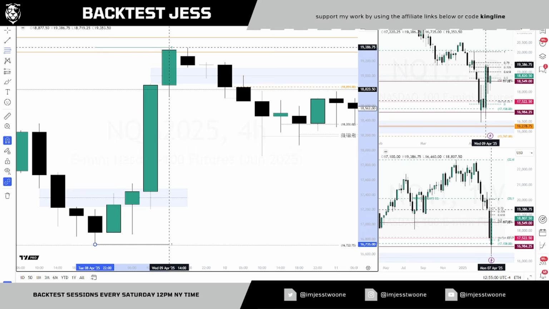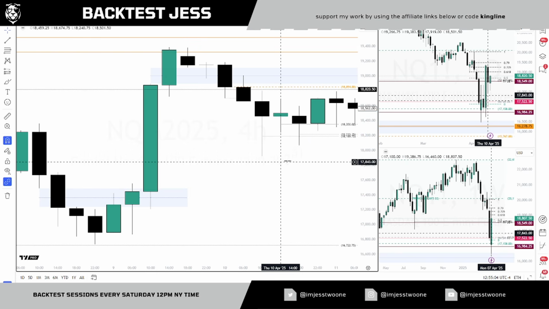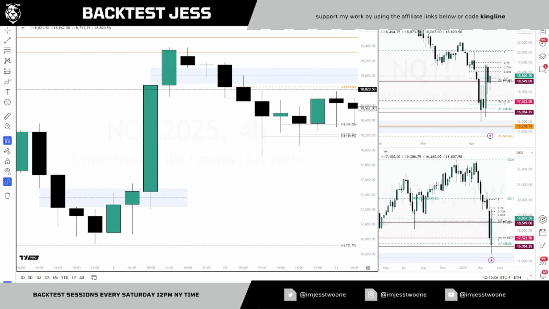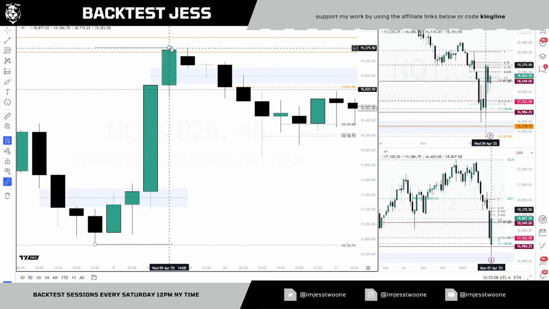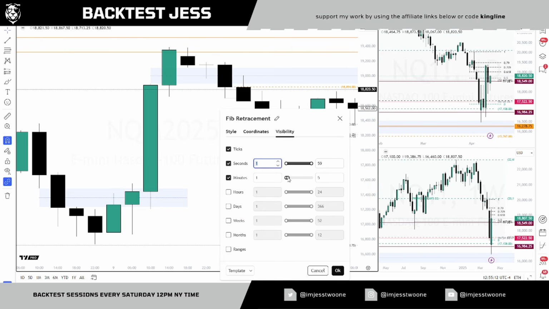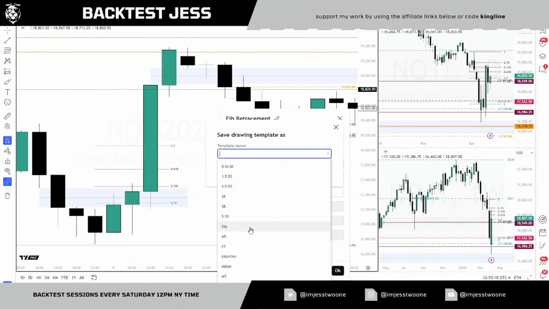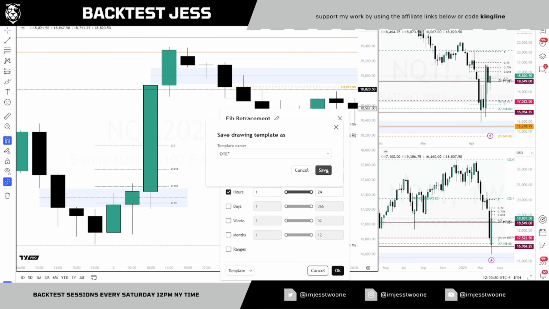So here with OTE, oops, it doesn't show on this time frame. Hold on a second. OTE. Oh, I have it set to 4 hours. I have to change that. Hold on. Okay.